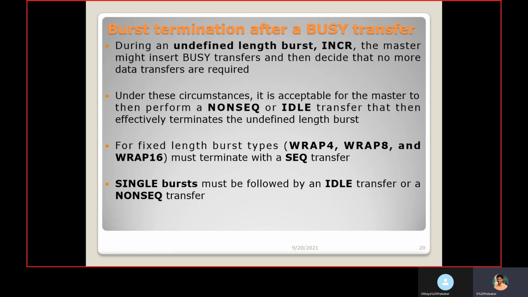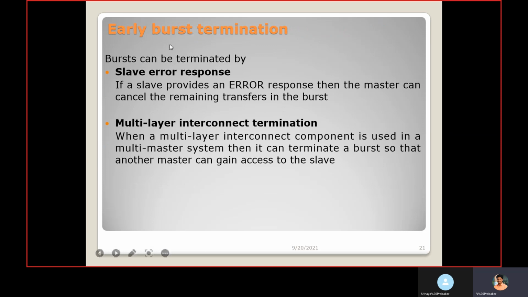Then early burst termination. A burst transfer is happening, and if you want to terminate it early, there are two possibilities. One is slave error response. That means if the slave provides an error response, then the master can cancel the remaining transfer in the burst. HRESP is the signal available in the slave. If it is 1, that means it is an error response, so the master can cancel the remaining transfer.